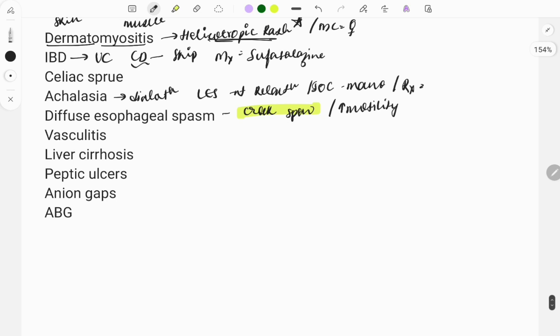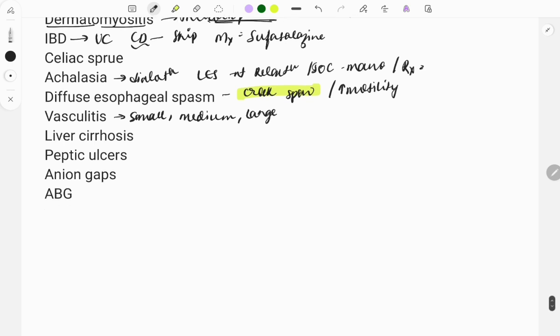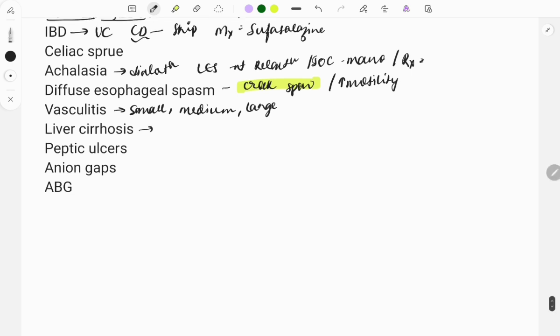Then vasculitis. There are various kinds of vasculitis, like giant cell, small vessel vasculitis, medium vessel vasculitis, and large vessel vasculitis. You need to remember in which kind of disease we can see these conditions, and it is also covered in pathology. Then liver cirrhosis. You need to know the criteria for liver cirrhosis, that is the 5-point score. Questions are asked on this, and you need to know the causative organism, like the most common cause is alcohol. Along with that, it can be due to hepatitis A or hepatitis B, C.